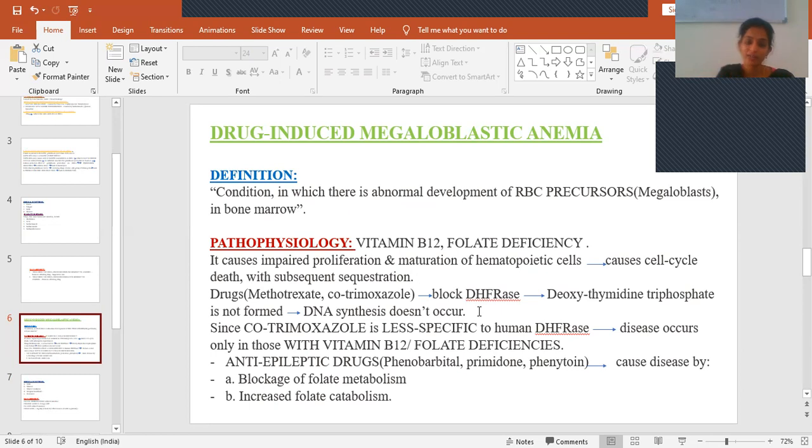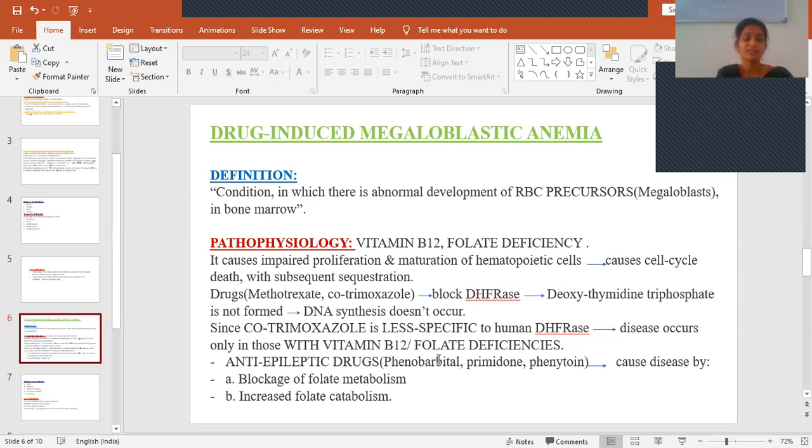Because of that blockage, what will happen? DTT, that is deoxythymidine triphosphate, will not be formed. When it is not formed, DNA synthesis will not take place. When DNA synthesis is not there, proper proliferation and maturation of cells will not take place. Okay, as cotrimoxazole is less specific to human DHFRase, disease occurs only in those with vitamin B12 or folic acid deficiencies.